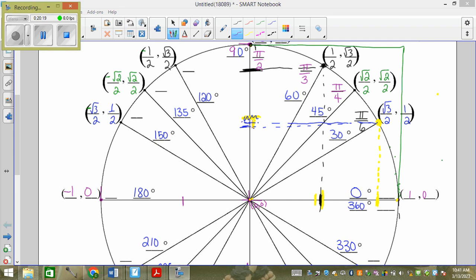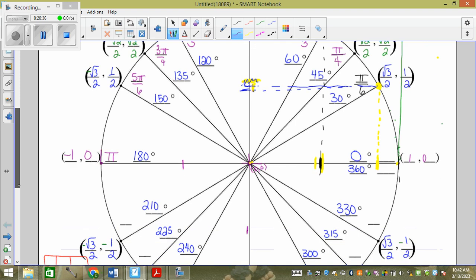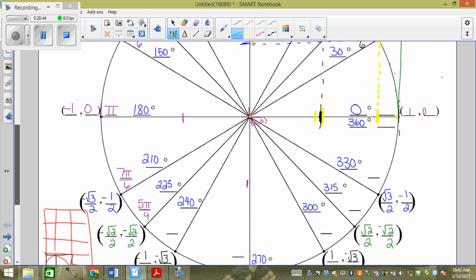So for 120, you should have gotten 2 pi over 3. 135, you should get 3 pi over 4. 150, you should get 5 pi over 6. 180 is just 180 divided by 180 and then add pi, so it's just pi, or 1 pi. This one is going to be 7 pi over 6. It's going to be 5 pi over 4. This is 4 pi over 3. This is 3 pi over 2.